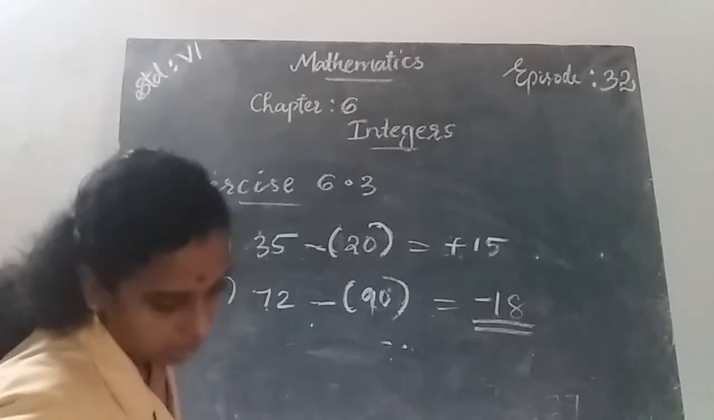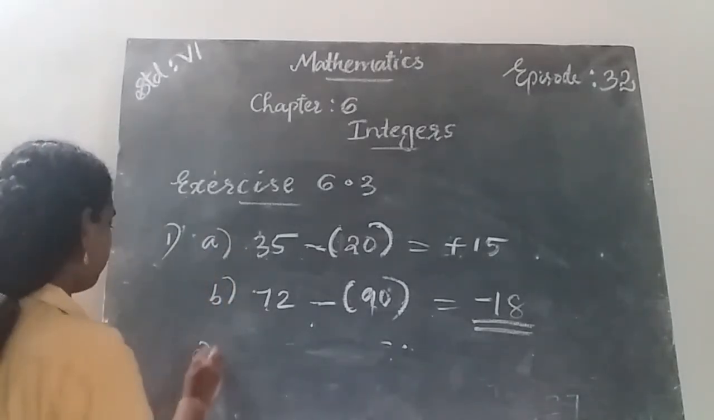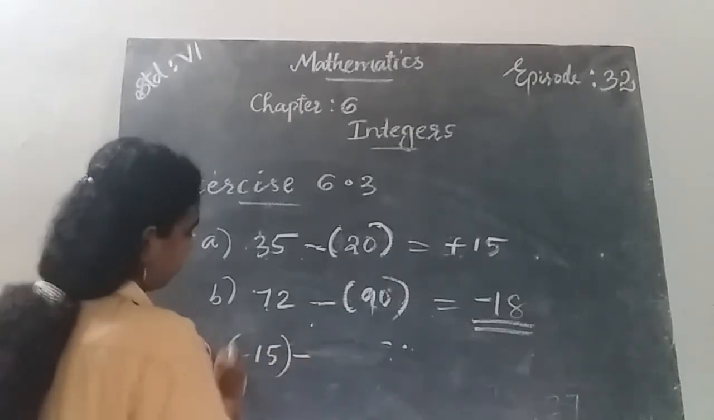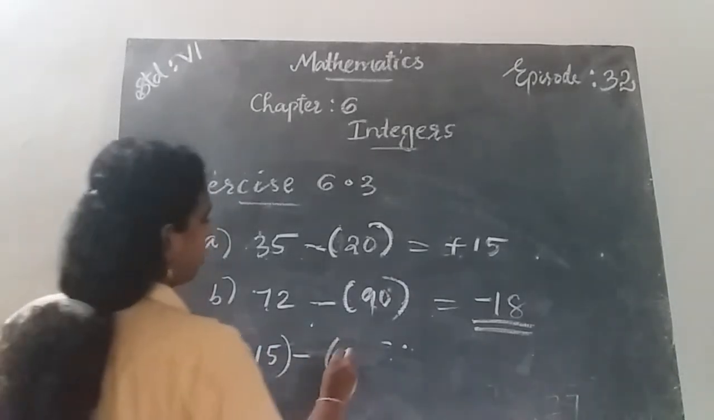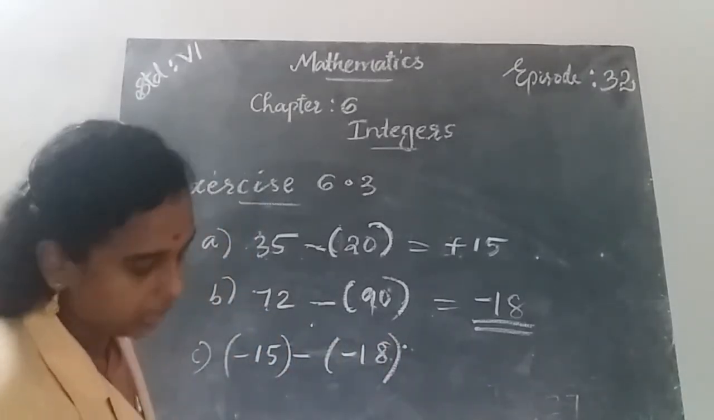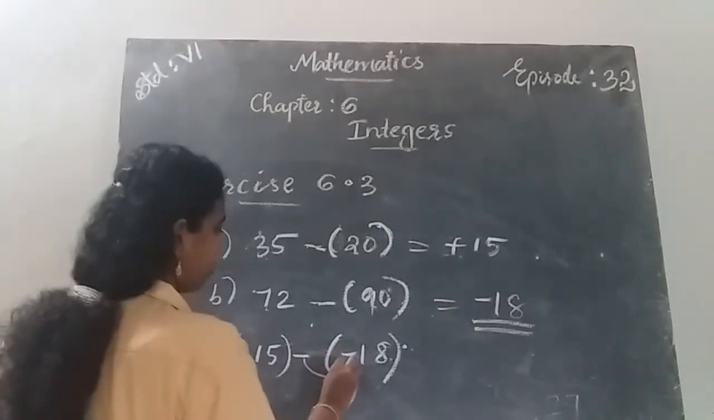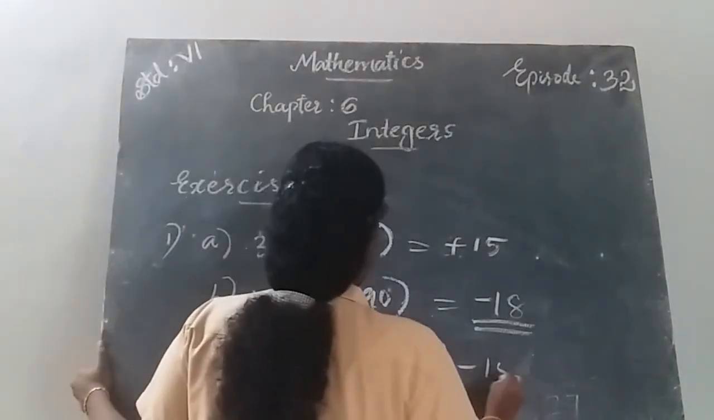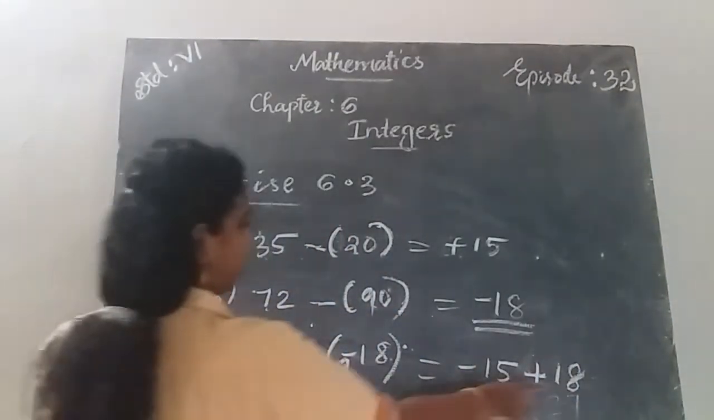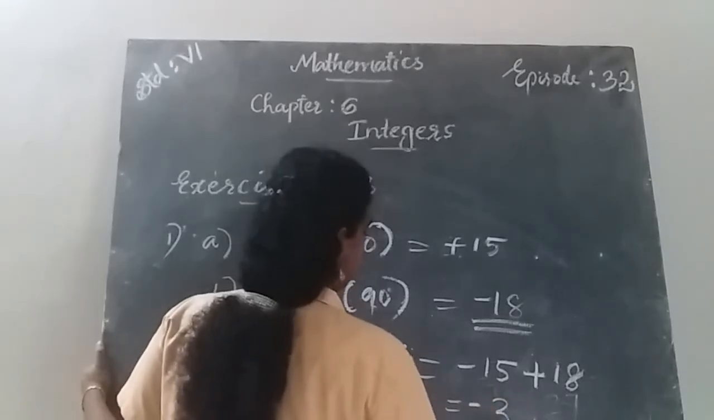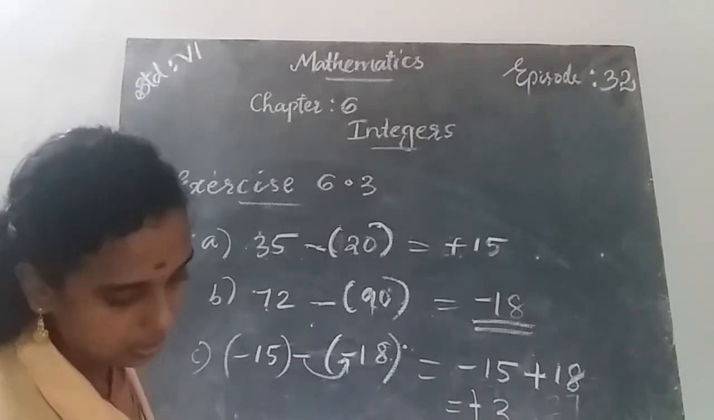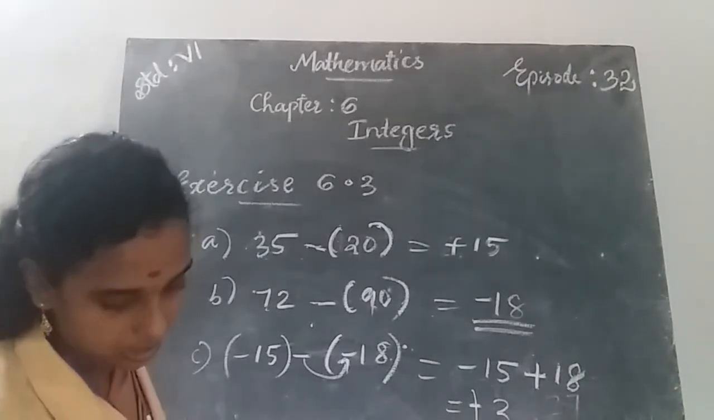Okay, then see, negative 15 minus negative 18. These two minuses become positive. That is negative 15 plus 18. Then 18 minus 15 we get 3. Then put the sign of the biggest number, that is 18. So we get positive 3.